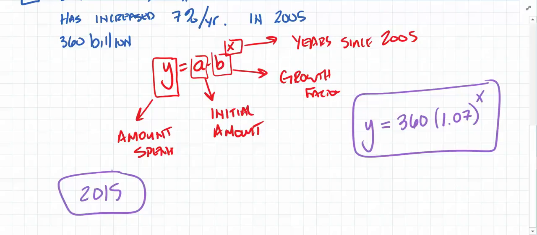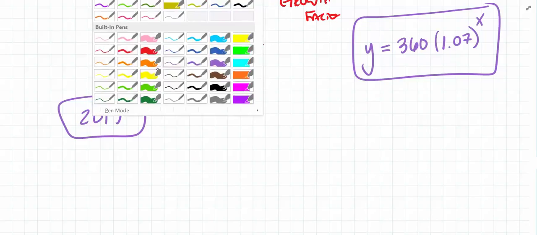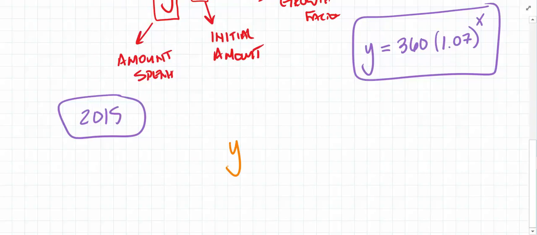So if the data holds true to the trend of exponential growth, we should be able to get pretty close as to how much we're going to spend on restaurants in 2015. So I want to calculate this, all right? So help me calculate it. I'll use orange. So I want y, the amount we're going to see spent in the year 2015. So 360 billion times 1.07.